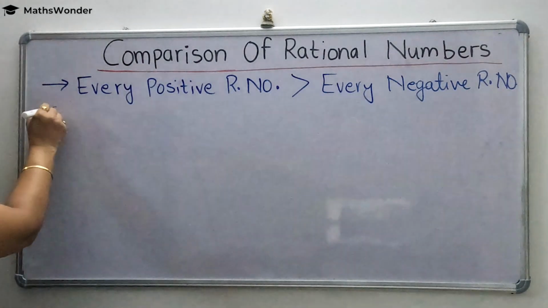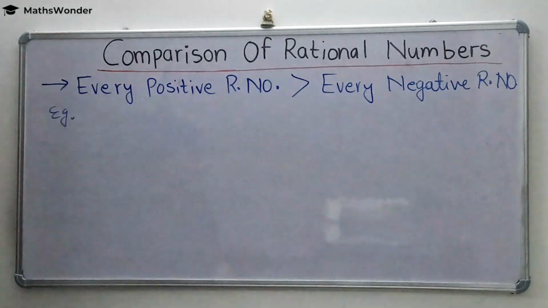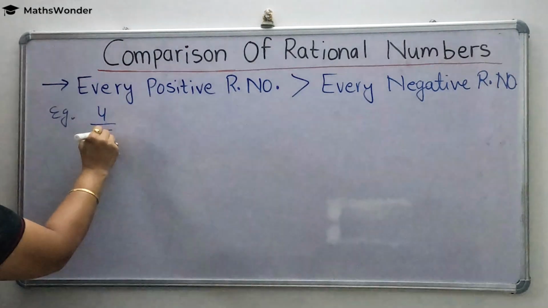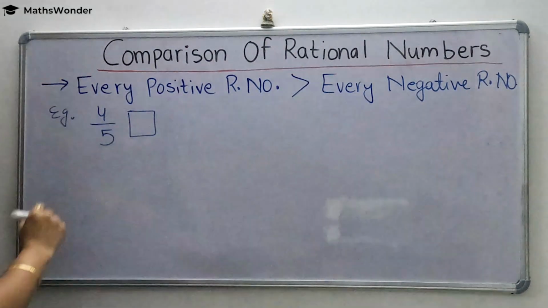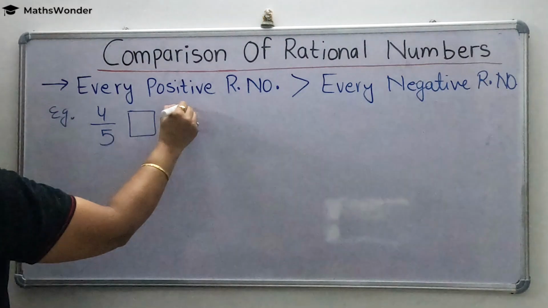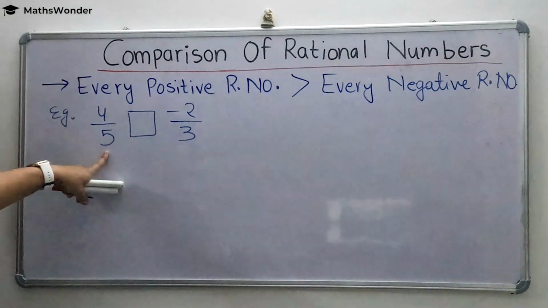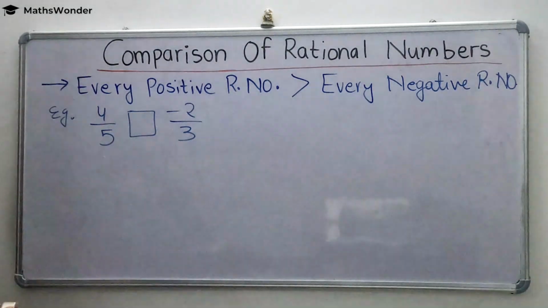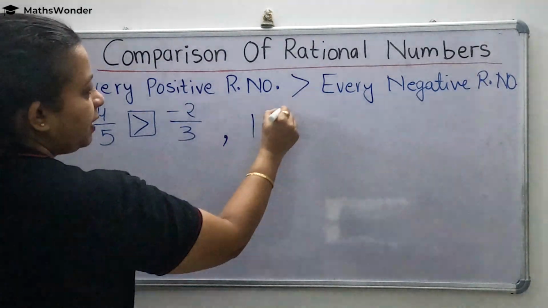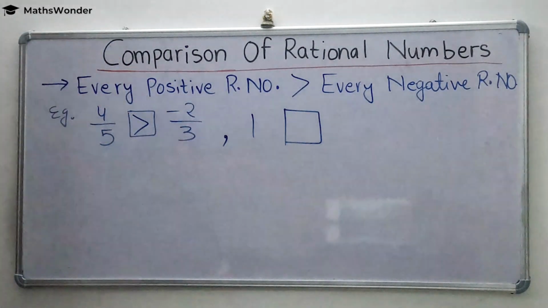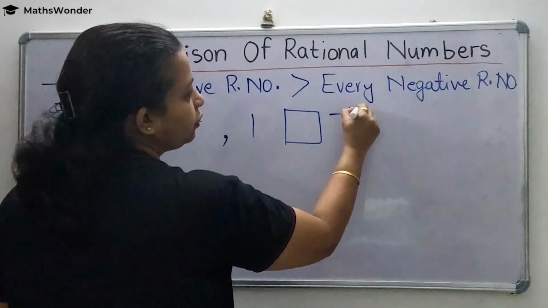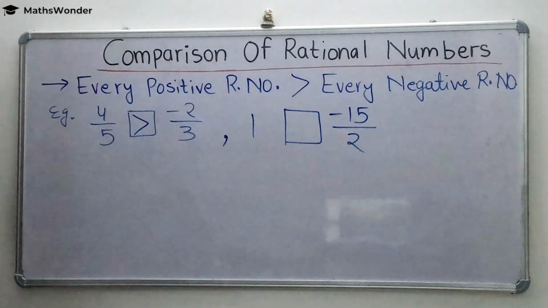How? See some examples. Suppose we have 4 over 5 and negative 2 over 3. Now you can see in this example, one is a positive rational number and one is negative. Definitely the positive will always be greater. Suppose 1 and the other is negative 15 over 2. Now see, in both the rational numbers, the positive will be the greater one.